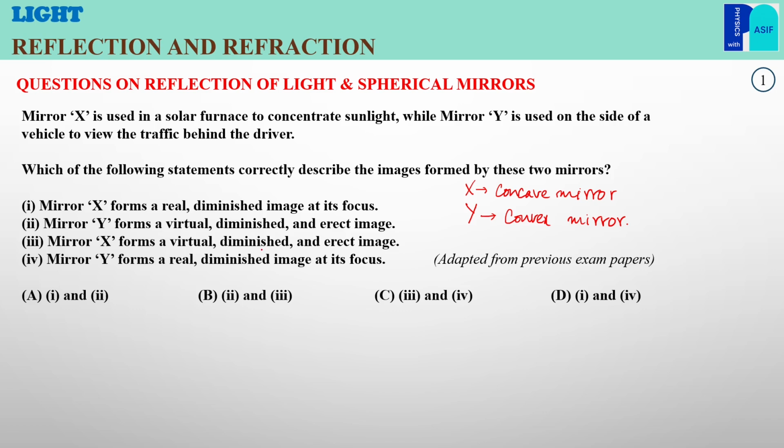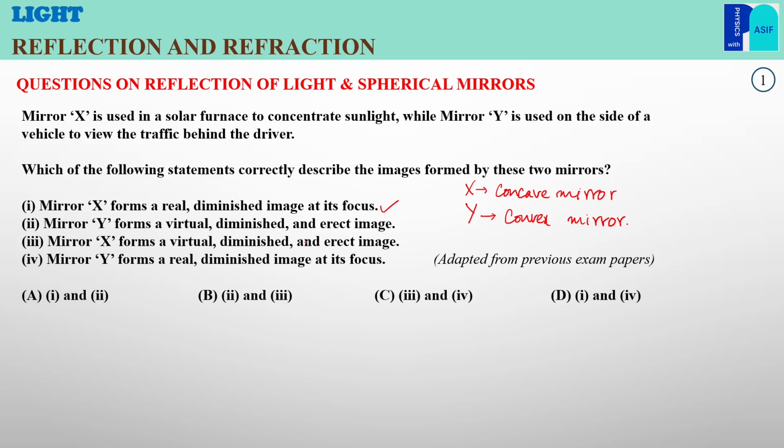Now, we need to identify which of the given statements are correct. The first statement says mirror X forms a real diminished image at its focus. Mirror X is a concave mirror, and when the object is at infinity, the image will be formed at the principal focus and it is a diminished real image. Therefore, the first statement is correct.